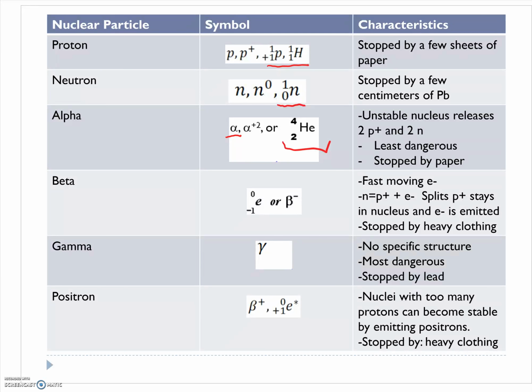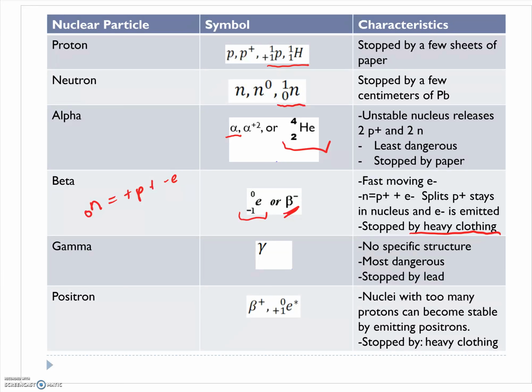The beta particle, or the beta, that's the Greek letter beta, is also the same as an electron. It can be released. And what happens is a neutron, being neutral, has no charge, is basically a proton plus an electron together. So when that splits, we get the electron emitted from the nucleus. This can be stopped by heavy clothing. So once again, not very dangerous to us.